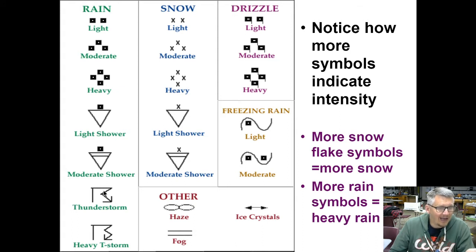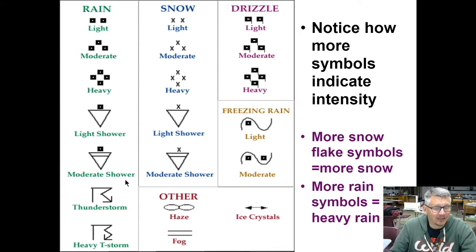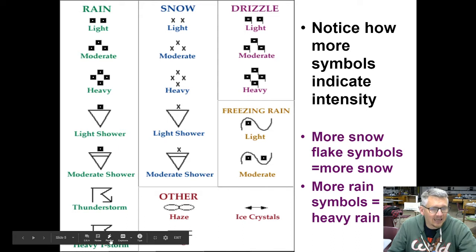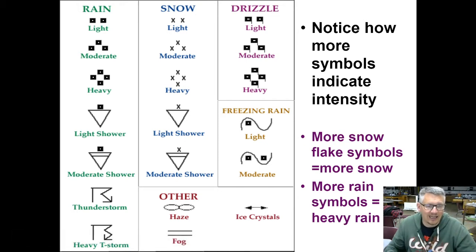If we have thunder, that's the R. And how I remember thunder is, thunder, it's an R. And if it's heavy, the arrow gets blown over. You can see that that arrow gets bent over.